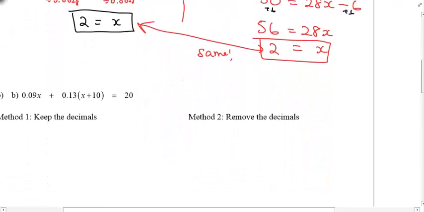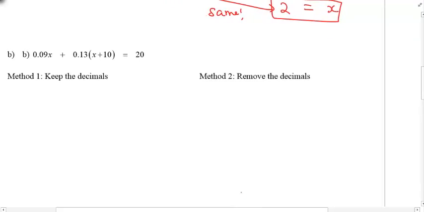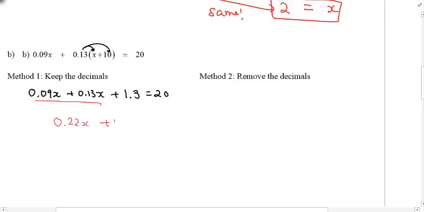Okay? Going to do the same thing for question B. Alright, and let's see what we can do here. Funny thing now is we've got brackets. Keep the decimal. Sure, let's do that method first. So we'll keep 0.09x. With brackets we have to distribute, so 0.13x plus 1.3 equals 20. Notice now we have x's on the left-hand side, which is great, but we have to combine like terms. So I'll combine them together to give you 0.22x plus 1.3 equals 20. So that's like terms, just combining.